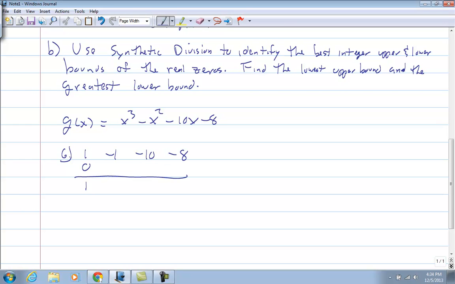1 plus 0 is 1. 6 times 1 is 6. That gives me a 5. 6 times 5 is 30. That gives me 20. 6 times 20 is 120. That gives me 112. So they're all positive. So 6 is an upper bound.